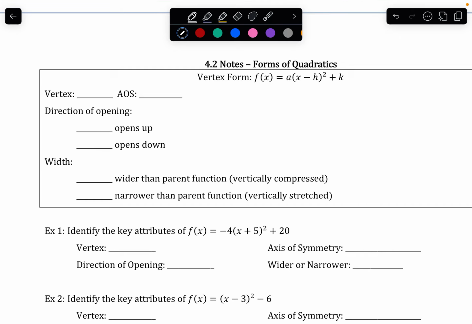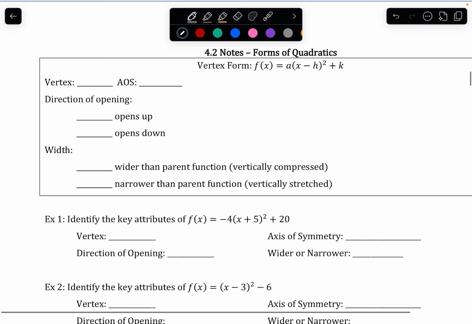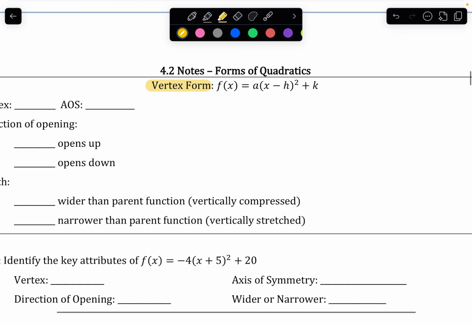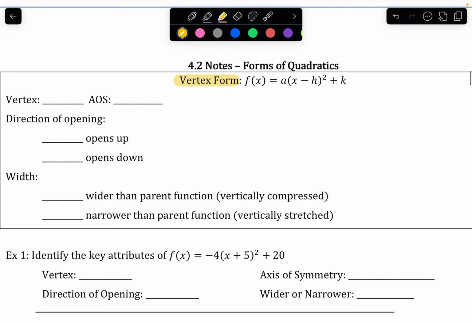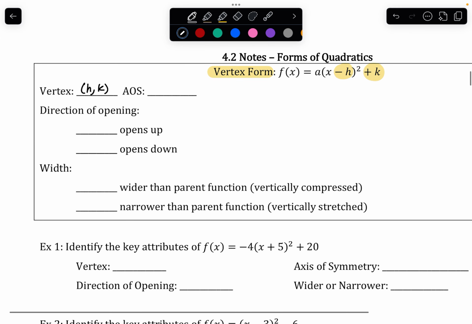All right, in this lesson, we are going to talk about the different forms of quadratic equations. And so a quick review of vertex form from last class is when you have this form, you can see the transformations. And so you can see that this function has been moved right h, up k, which means our vertex is going to be at (h, k).